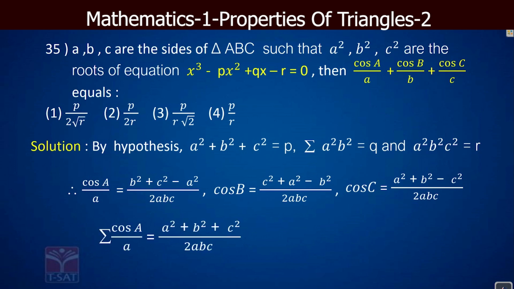So, therefore, Σ cos A by a, if you add all these with the common denominator 2abc, is (a² + b² + c²) by 2abc. That is nothing but p, because a², b², c² are the roots of that equation, and a²b²c² is equal to r, so abc is root r. So, therefore, this is equal to p by 2 root r, because a², b², c² are the roots of x³ − px² + qx − r equal to 0. So, the correct option is option number 1.